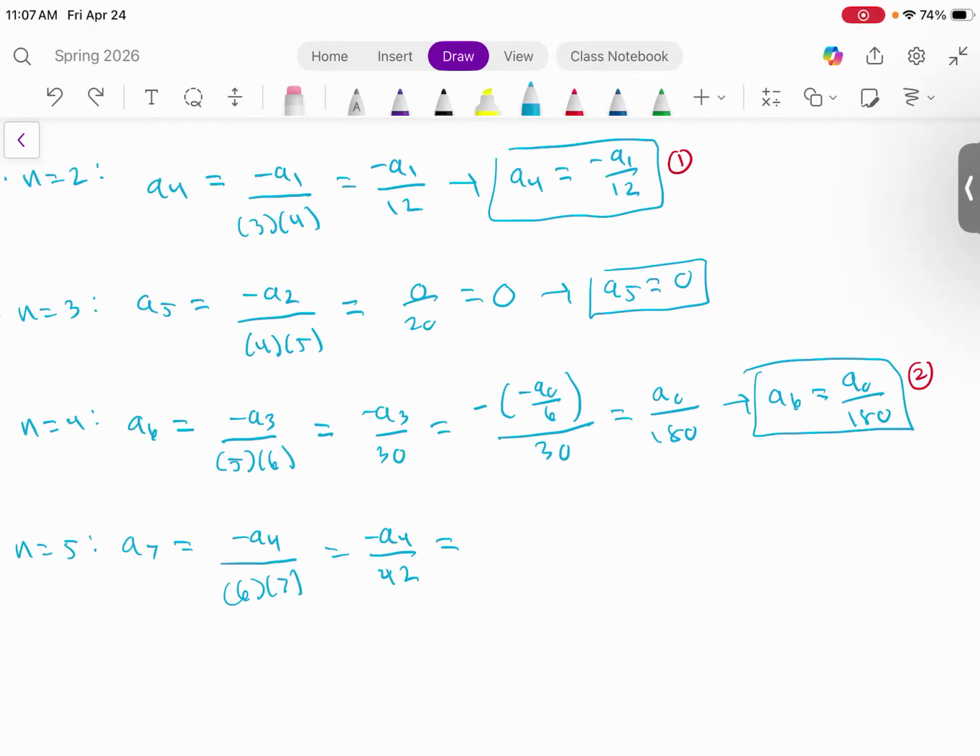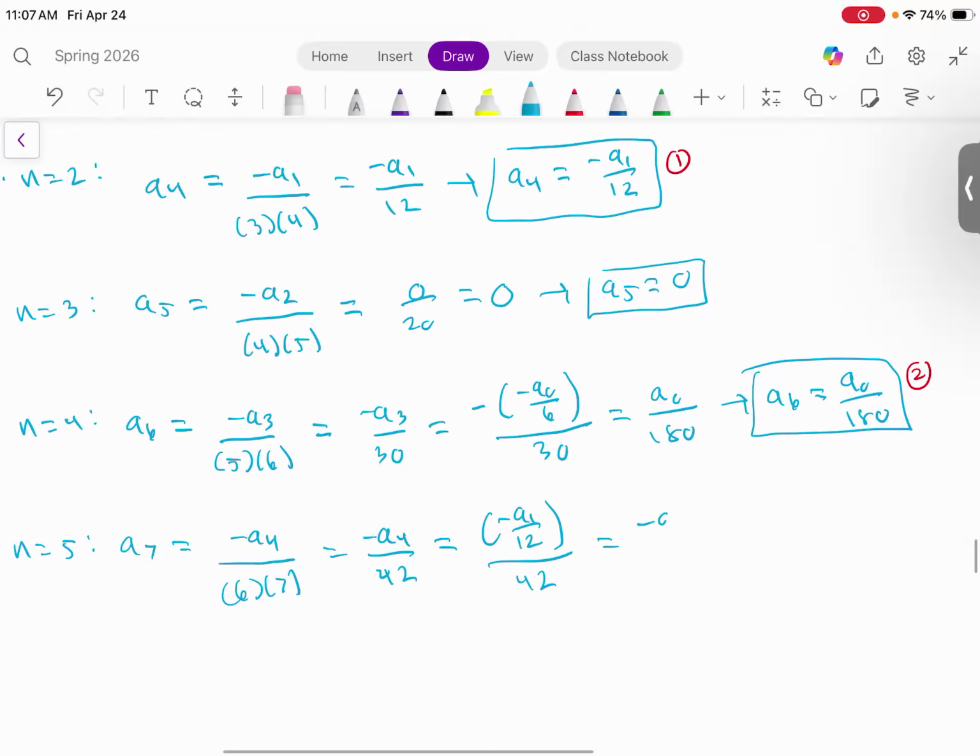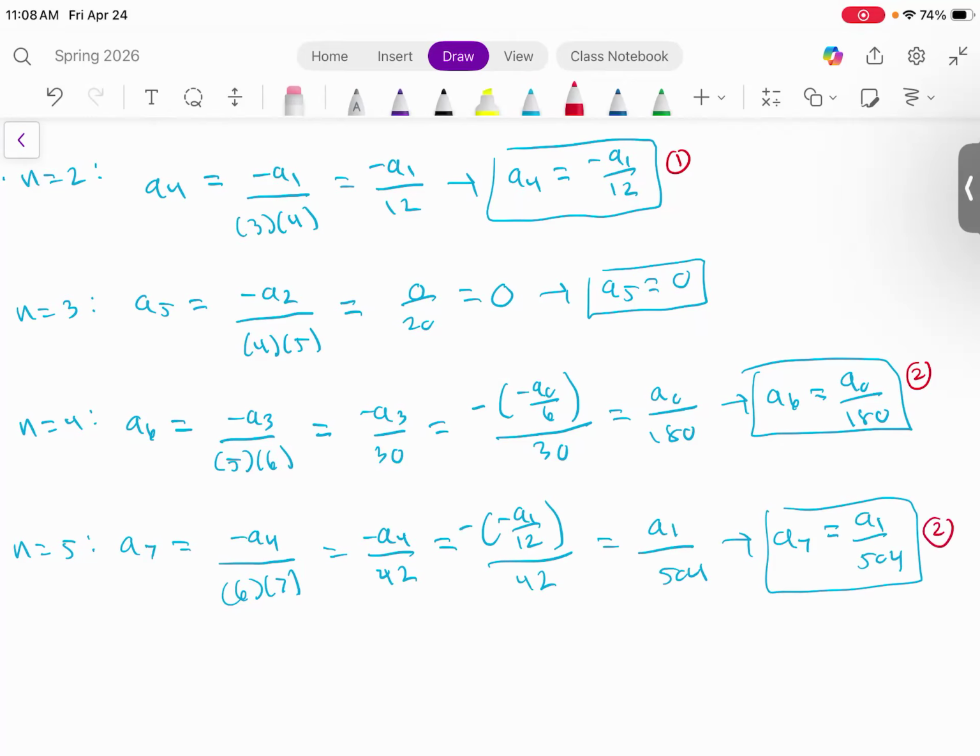So I'm going to plug that in. This would be negative a1 over 12 over 42. And this would be negative, oh, excuse me, negative negative, so it would be positive. Be careful with that. It's easy to make mistakes here. So this would be a1 over 504, which gives us a sub 7 equals a1 over 504. So now I have a second term in terms of a1.